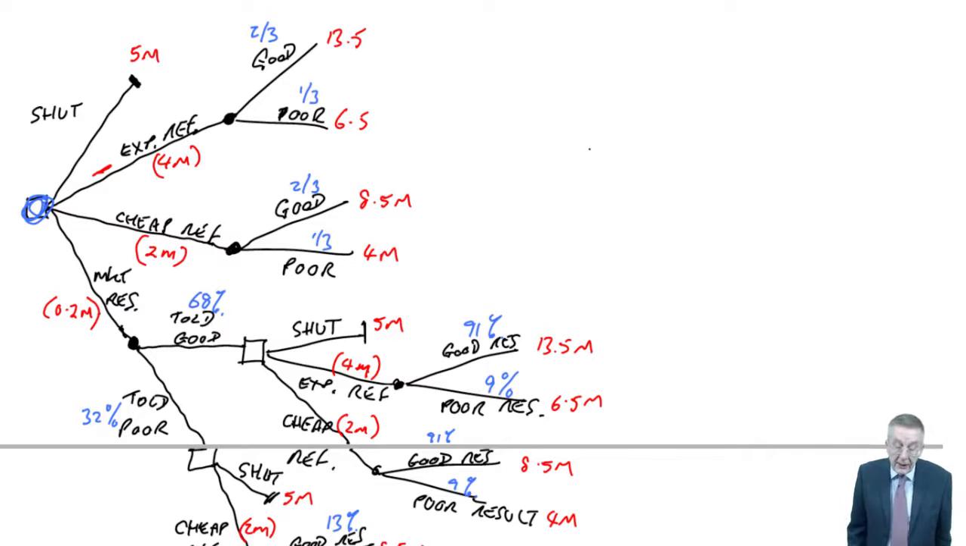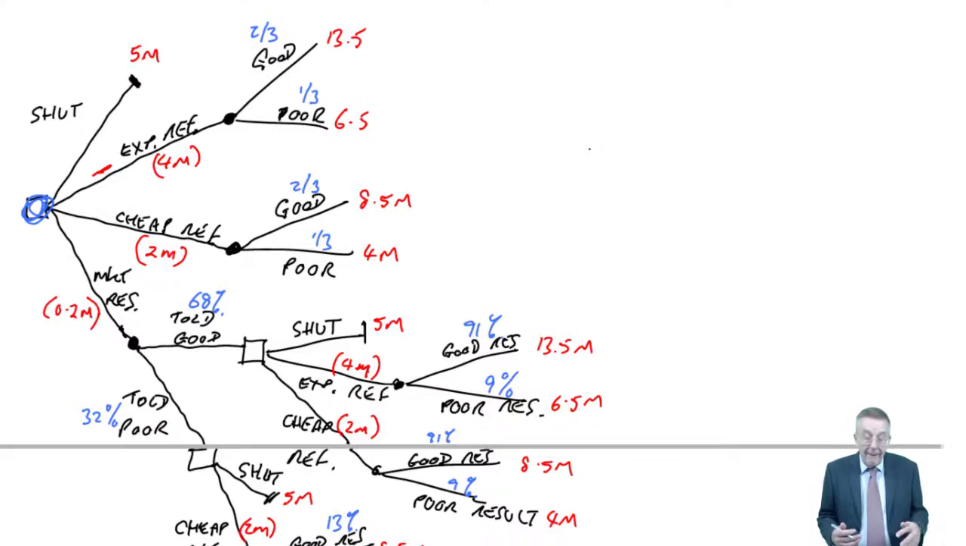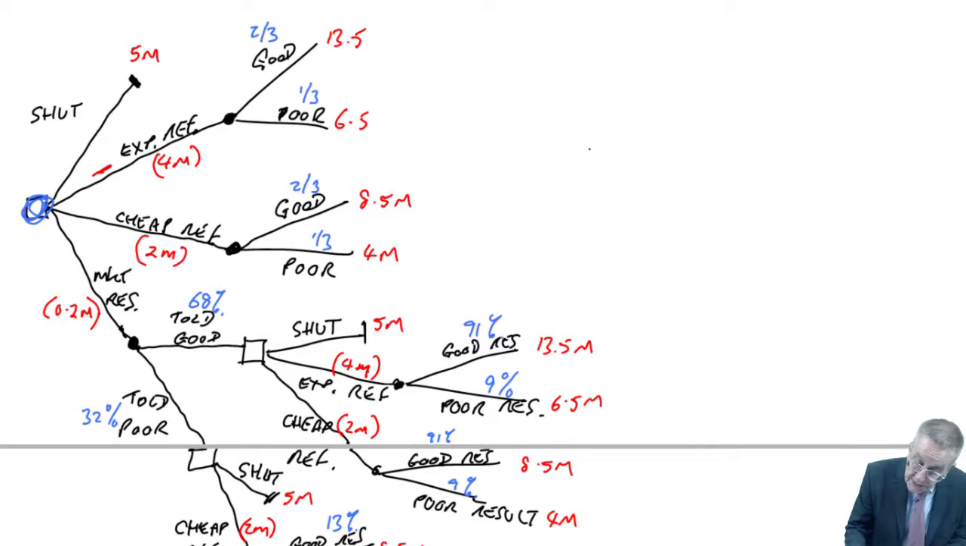Well, expensive research, of course, we've got the uncertainty. We pay out 4, we might get back 13.5, we might get back 6.5. And so, in the normal way, whenever there's uncertainty, we'll replace the uncertainty with the expected value, and I'll label the points. What colour shall I use? Green.